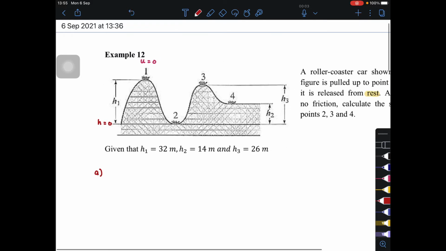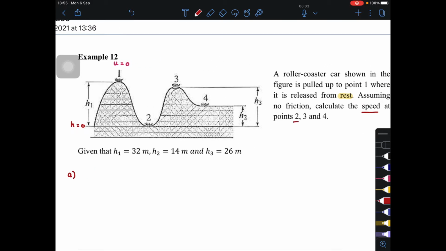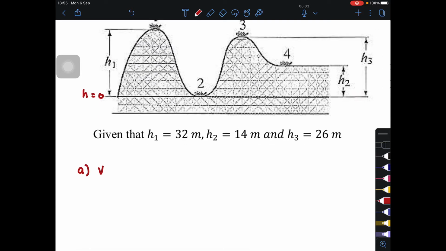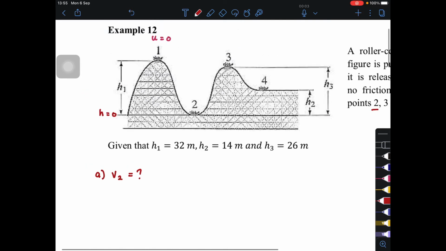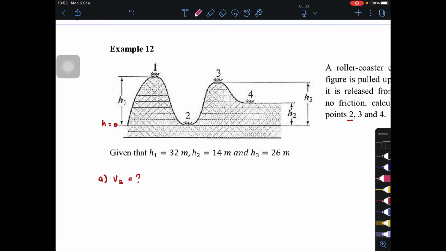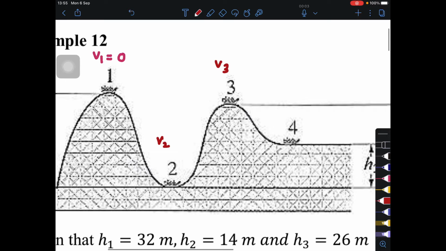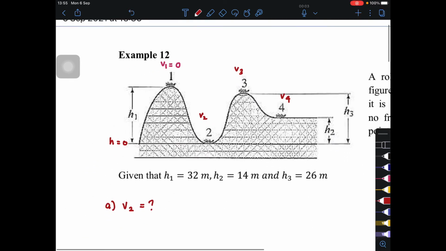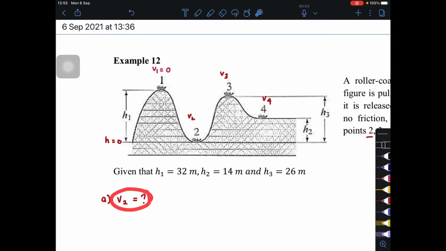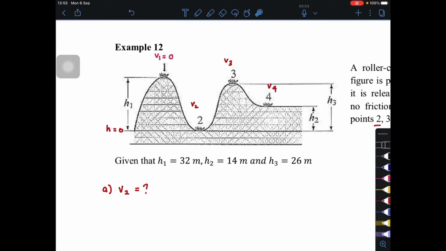So now, the first thing we need to do is find the speed at point 2. Let's just label it as V2, and this one is V1 here. V1 is equal to 0. So we have V2, V3, and V4. Now in order to find V2, we need to choose the initial and final positions. Because we have the information at V1, we can choose this as V1, this one as V2.